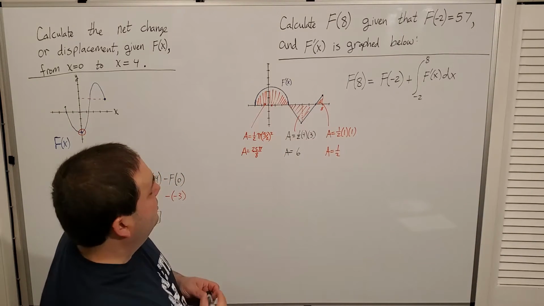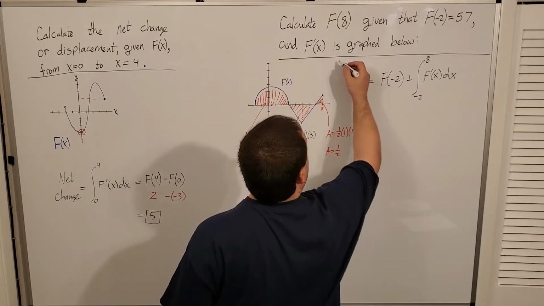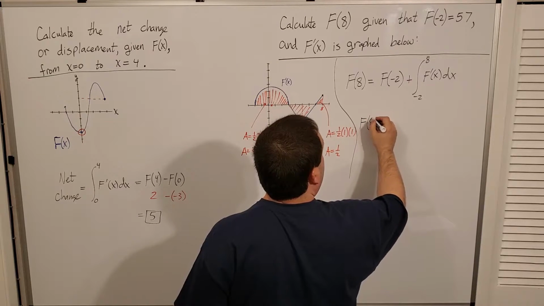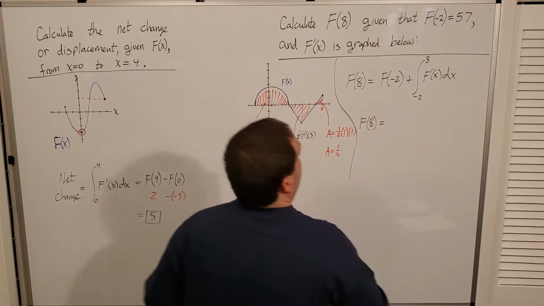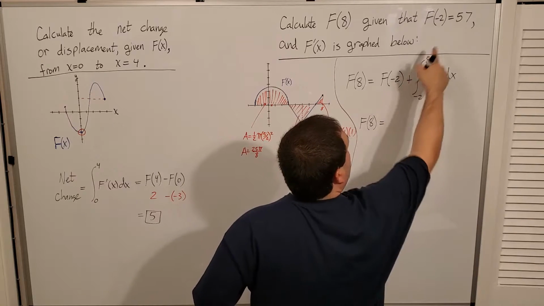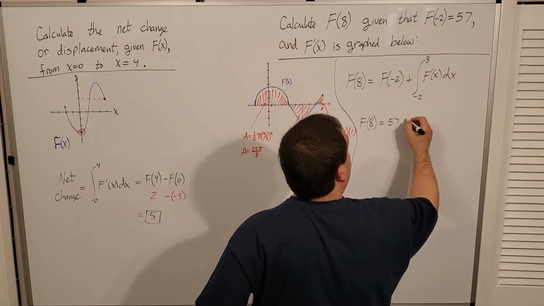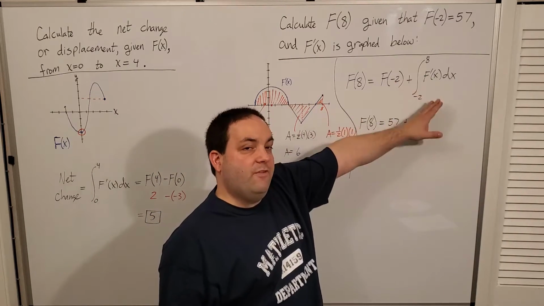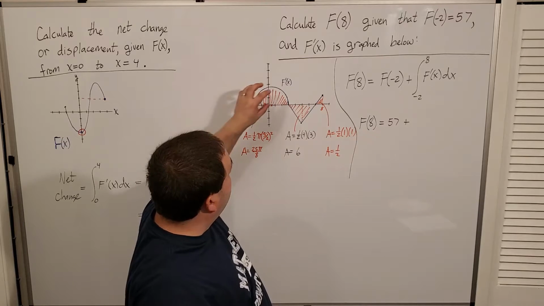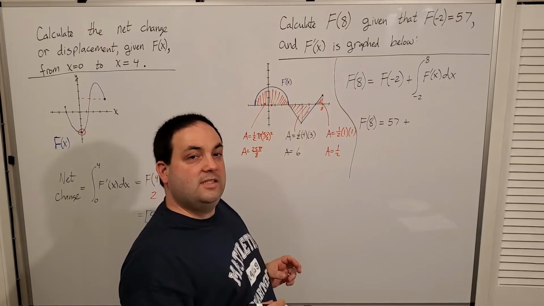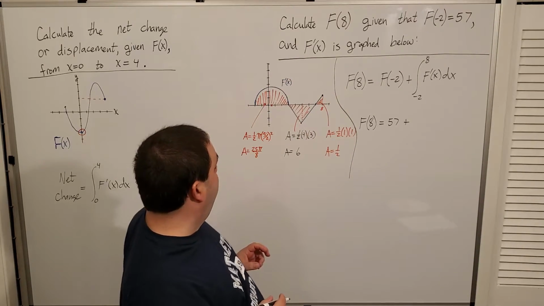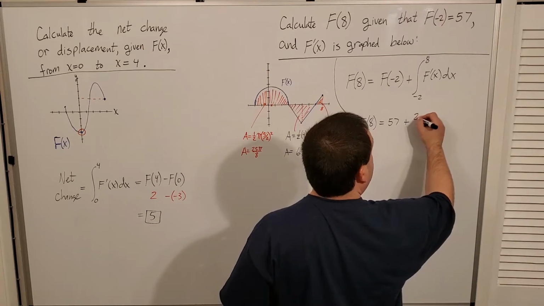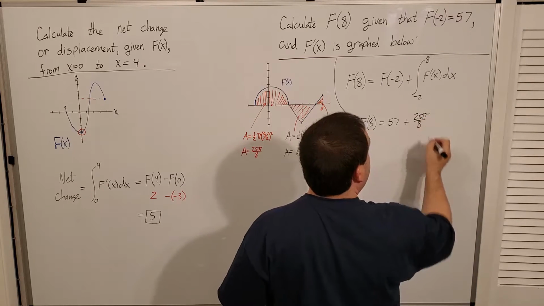Alrighty. So now let's calculate f of 8. F of 8 is going to be equal to f of -2, which is 57, plus... Now I'm going to start adding up the definite integral. And the definite integral is just going to be the sum of these signed areas. Be careful. The 25 pi over 8 is above, so plus 25 pi over 8.